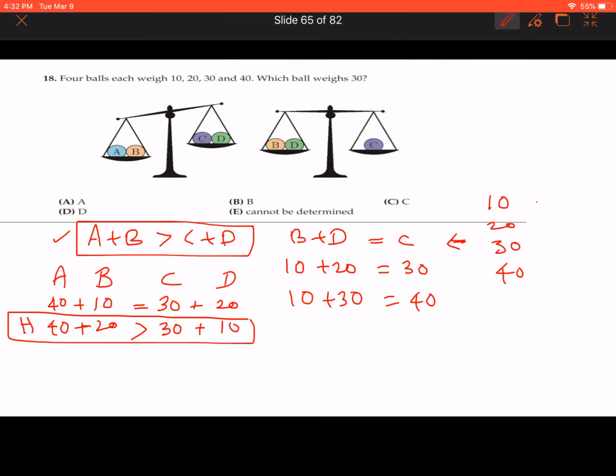That means we have got the values. A's value is 40, B's value is 20, C's value is 30, D's value is 10. And they asked for which ball weighs 30, so the answer is C.